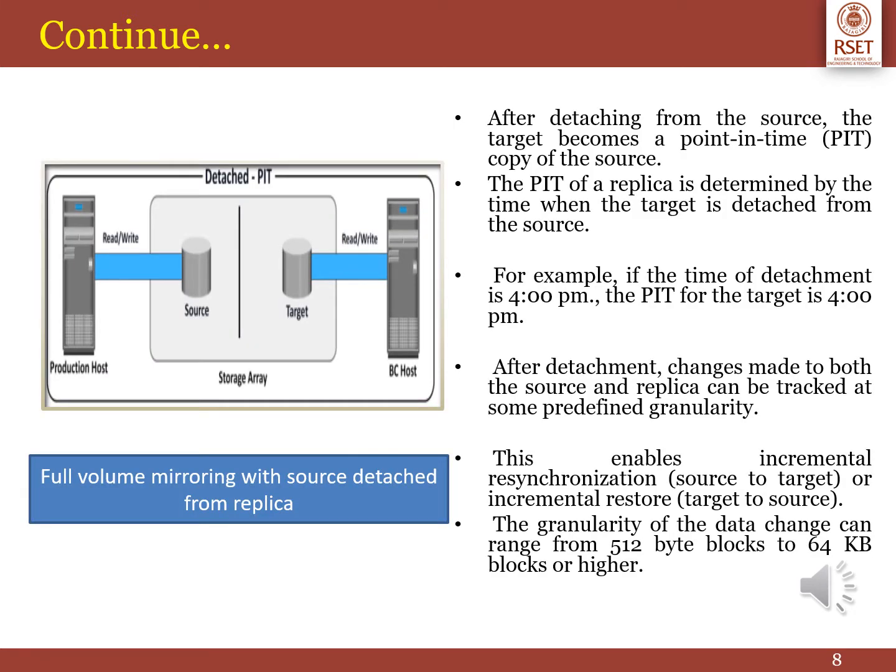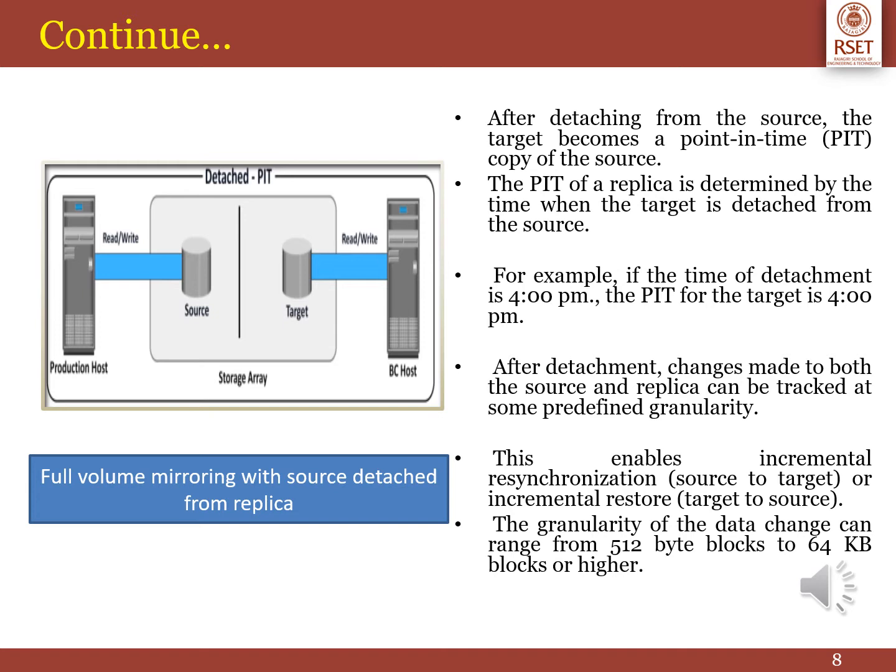After synchronization is completed, the target can be detached from the source and made available for business continuity operations. The figure shows full volume mirroring when the target is detached from the source. In this case, both the source and target can be accessed for read and write operations by the production host. After the split from the source, the target becomes a point-in-time copy of the source.